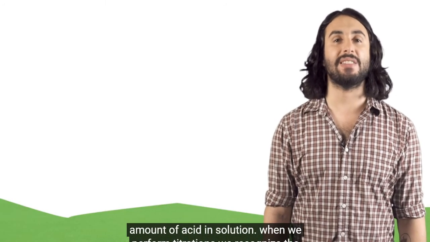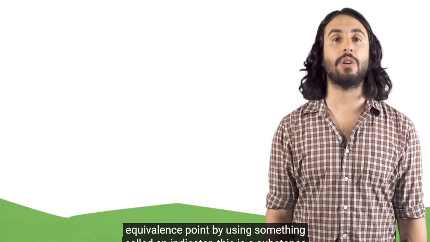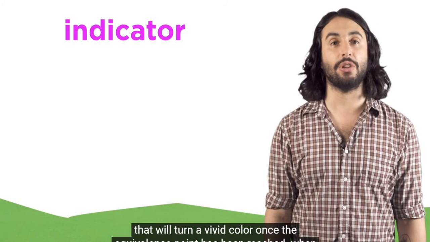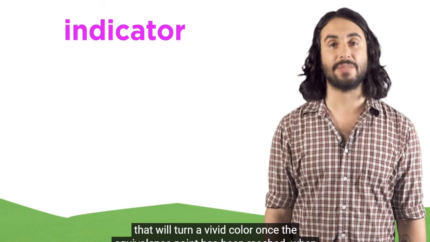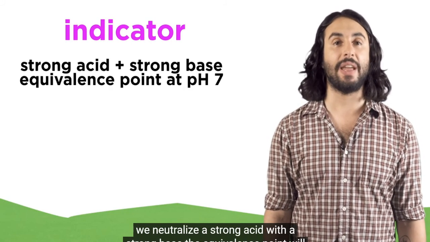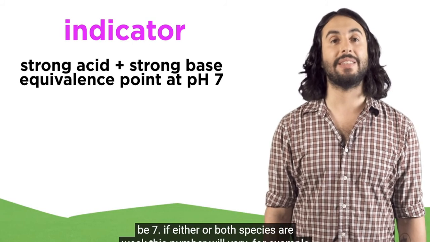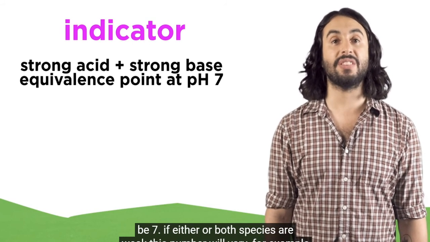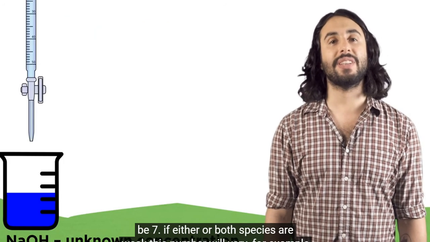When we perform titrations, we recognize the equivalence point by using something called an indicator. This is a substance that will turn a vivid color once the equivalence point has been reached. When we neutralize a strong acid with a strong base, the equivalence point will be 7. If either or both species are weak, this number will vary.